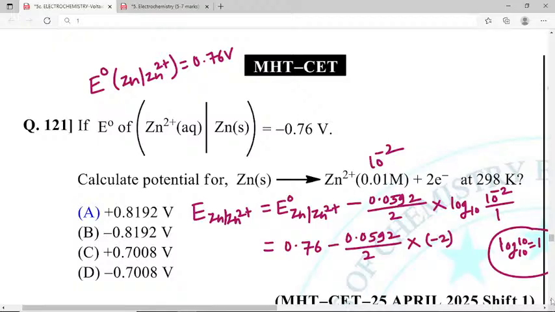So minus become plus. So this is the 0.76 plus 0.0592 divided by 2 multiply by 2 get cancel. Okay, 2 get cancel. So 0.76 आणि plus करा इथे value. So 2 and 2 get cancel. So value should be positive na, value should be positive and plus 0.8192.